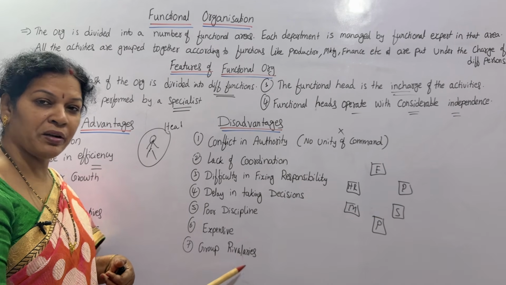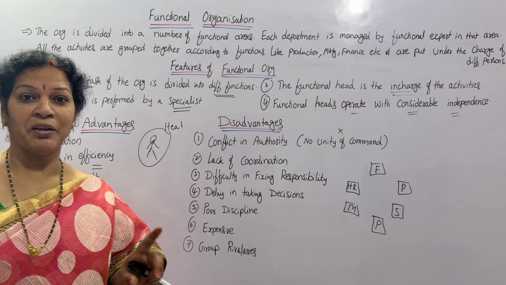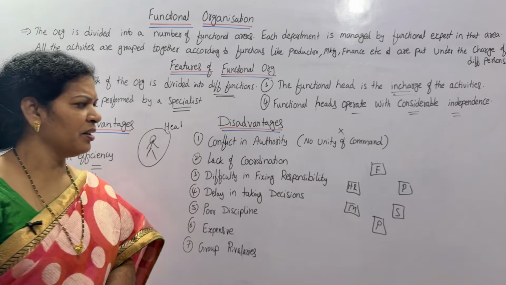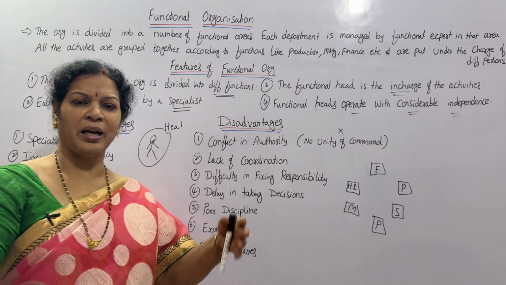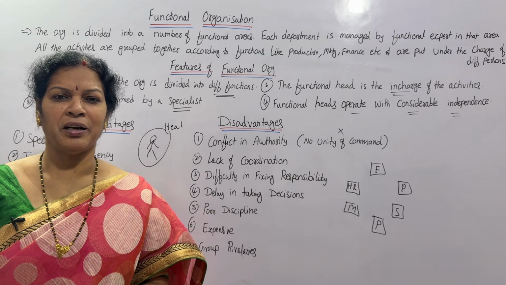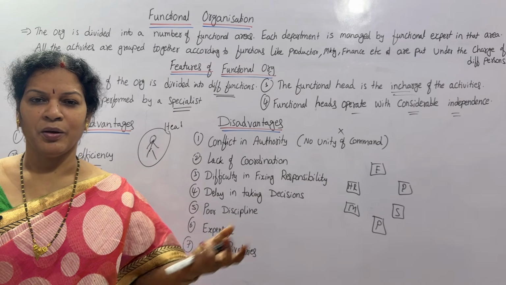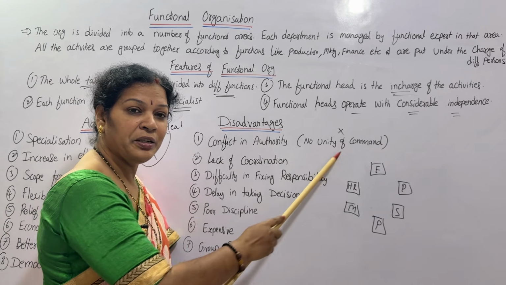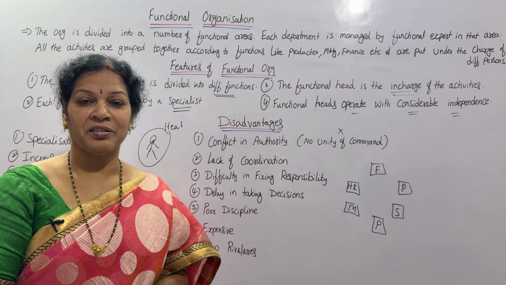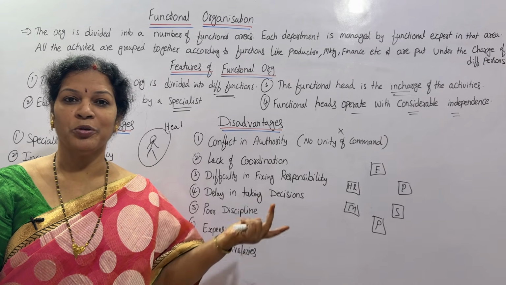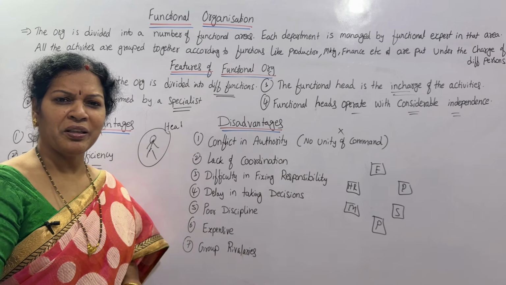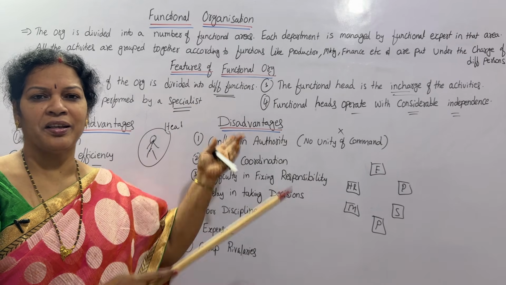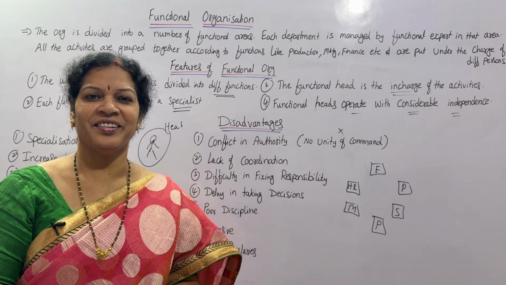And last one, group rivalries. Group rivalries, everywhere it is there. Any organization, small organization to big organization, everywhere. Suppose a finance head feels that I'm the head of the organization, I'm handling everything, finance is in my hand, whereas HR has its own policies. There will be a possibility of group rivalries. If this is going to happen, then no use. Small disadvantages. If these kinds of things are there and it doesn't work out, then this will become a failure.